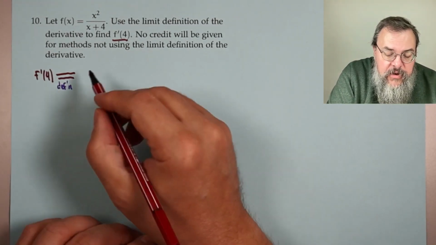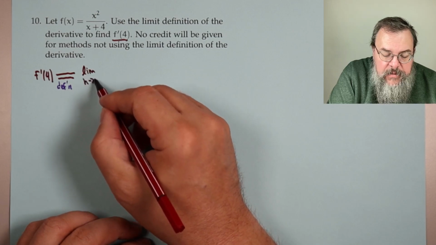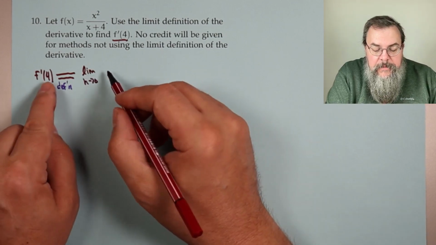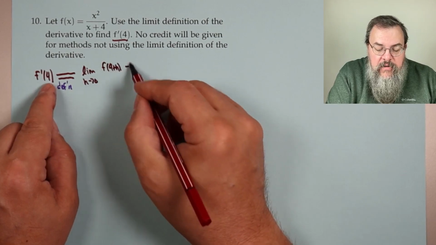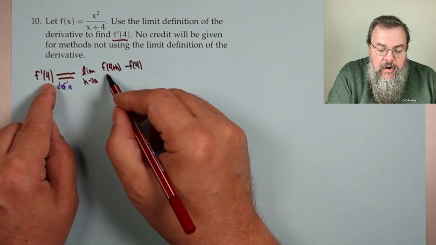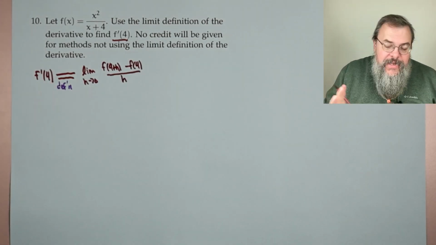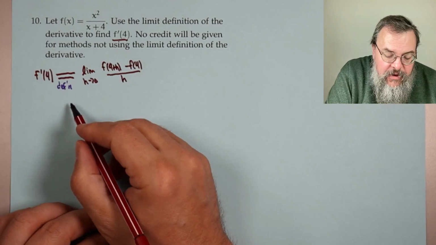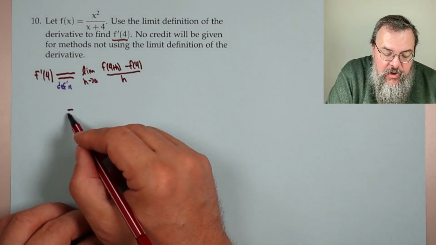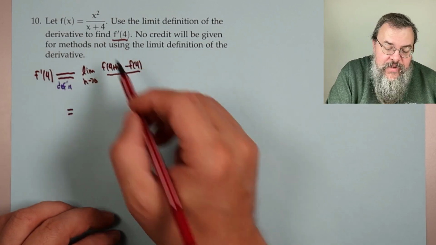So this has nothing to do with the function. You always do the same thing. You say, okay, limit as h goes to 0, f of, in this case, 4 plus h minus f of 4, all over h. So that's always the same thing. The next thing is also essentially always the same thing. What's the next thing? We'll replace these f's using the function.